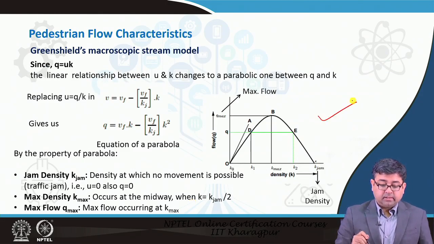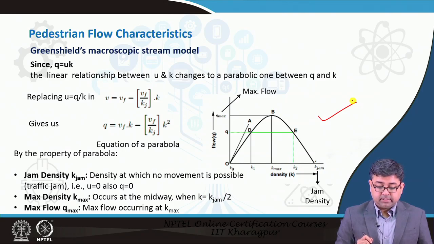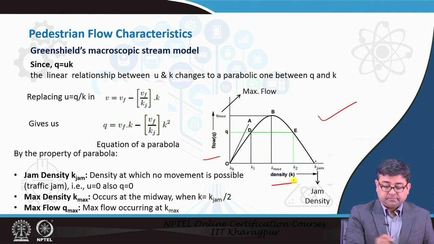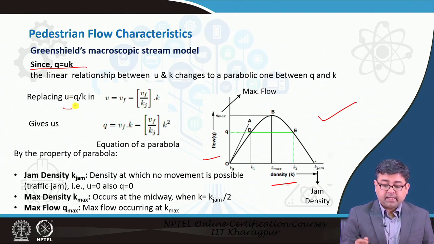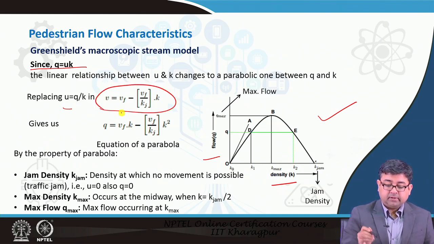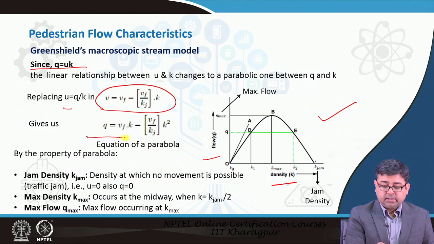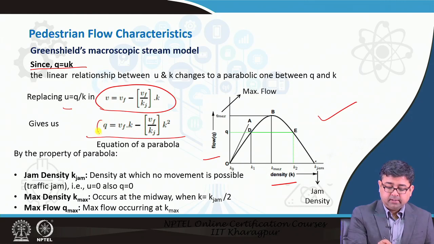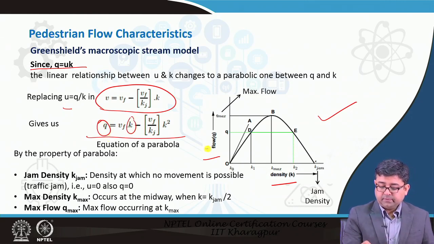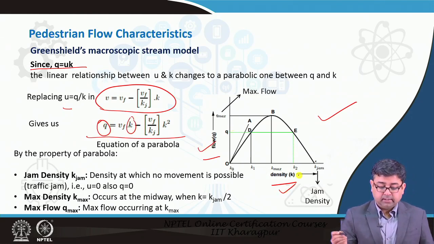Similarly, we have also already looked at the Greenshields macroscopic stream model when it comes to the relationship between flow and density. So, since q is equal to u times k, replacing u is equal to q by k in this earlier equation, right, we already know this equation. Now, if you replace u is equal to q by k in this equation, you get an equation of a parabola. So, this gives you the relationship between q and k.